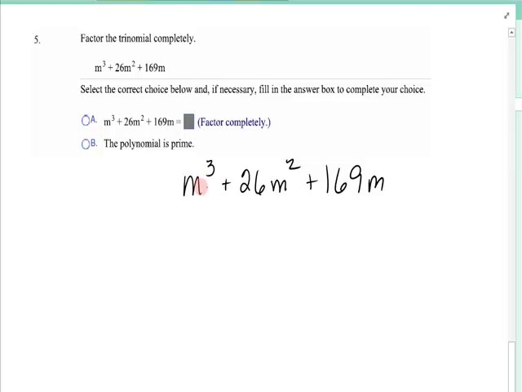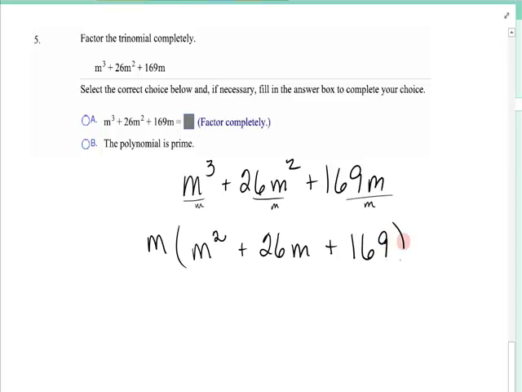Okay. Is there a common factor? The answer this time is yes. m is a common factor. If I divide each of these by m, that's going to make it m squared plus 26m plus 169.